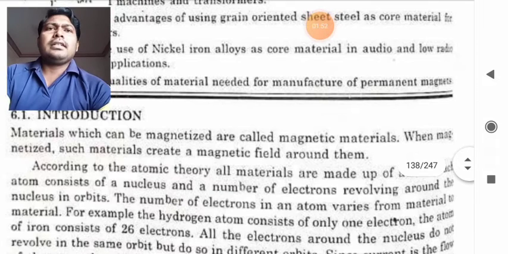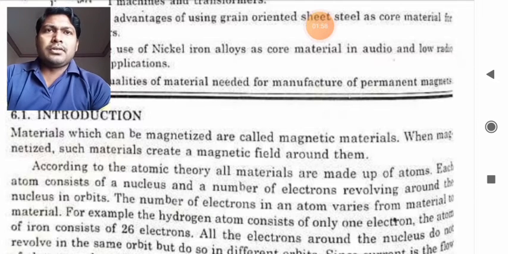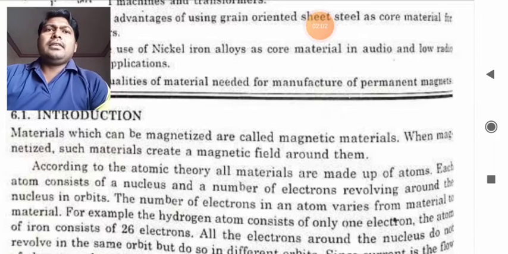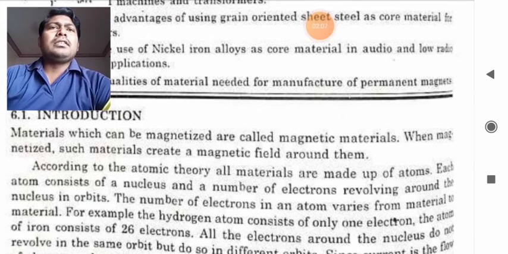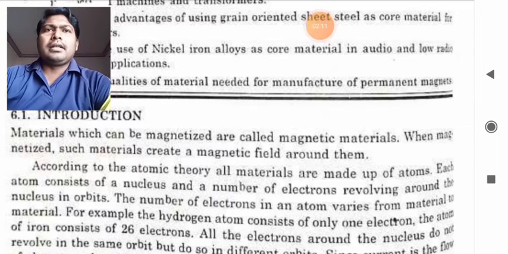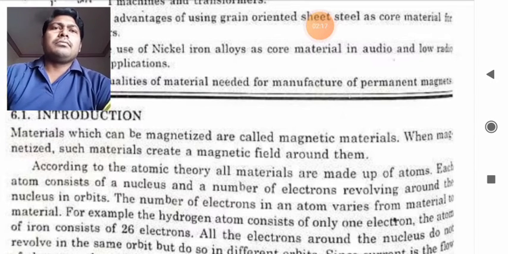So let us first understand the introduction part, why this chapter is needed and how this magnetic material plays an important role in the field of electrical engineering. Materials which can be magnetized are called magnetic materials. Those materials which cannot be magnetized cannot be called magnetic materials. When magnetized, such materials create a magnetic field around them.